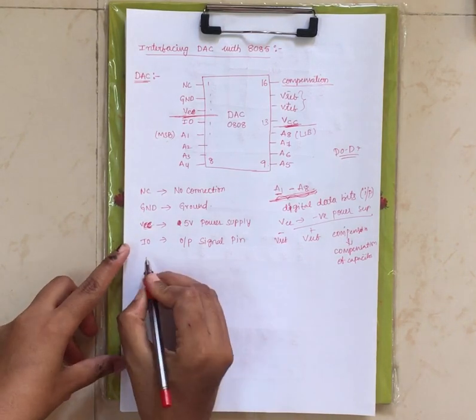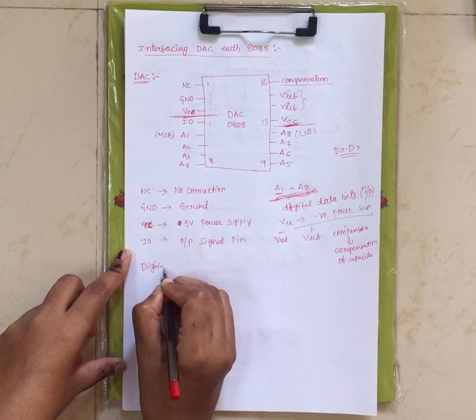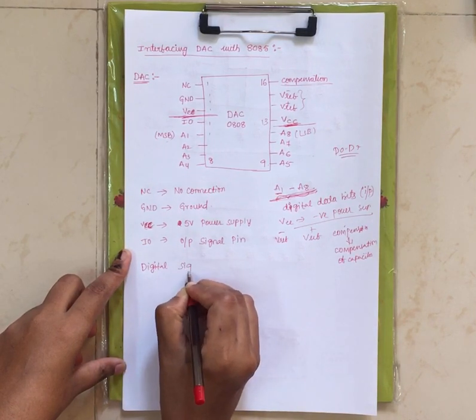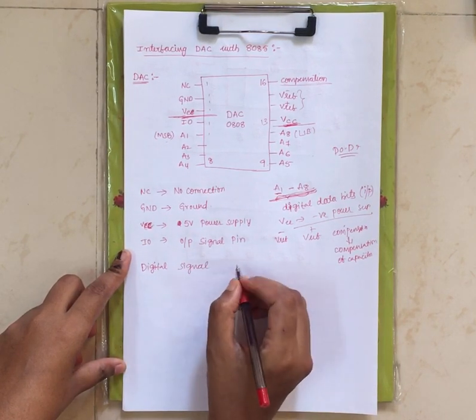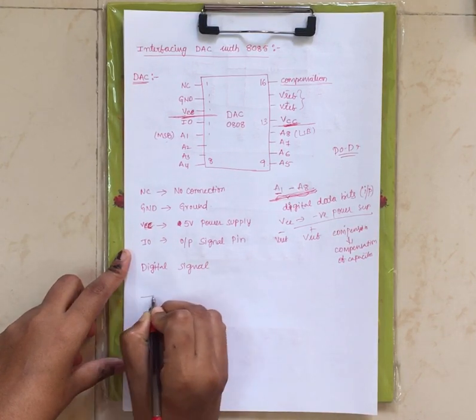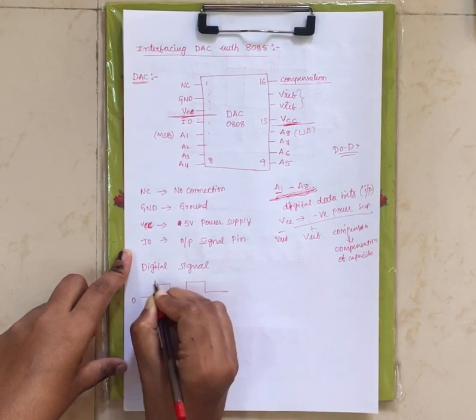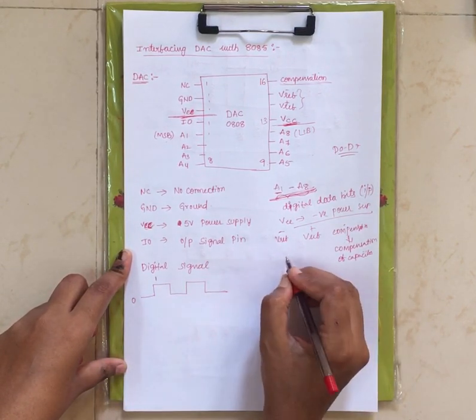Now let us see what a digital signal is and what an analog signal is. After that we will see how to interface the DAC with 8085. What is a digital signal? It is nothing but a sequence of zeros and ones, logic 0 and logic 1.